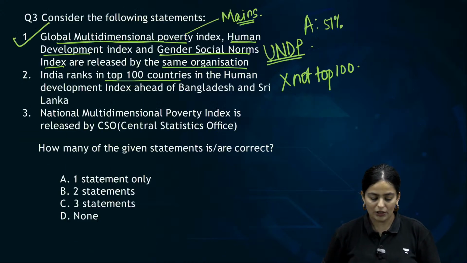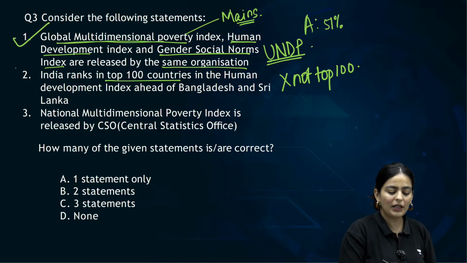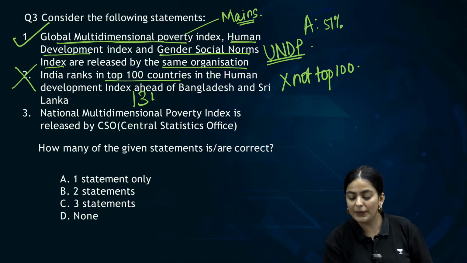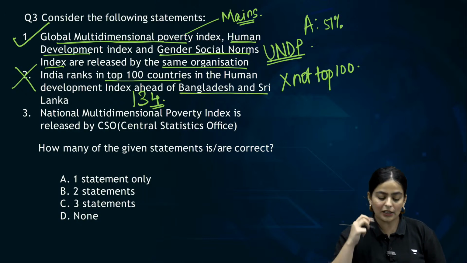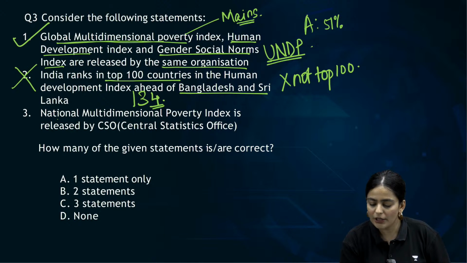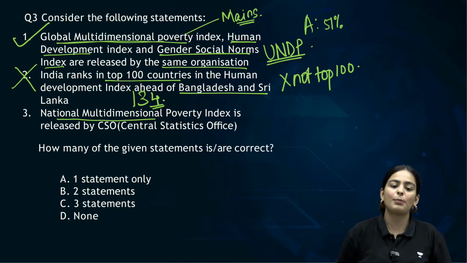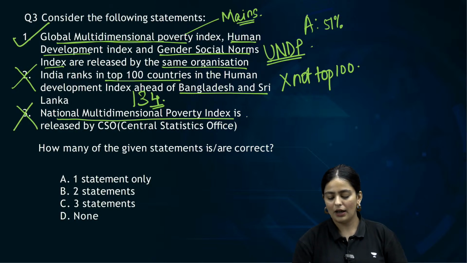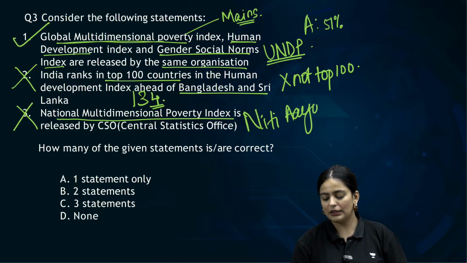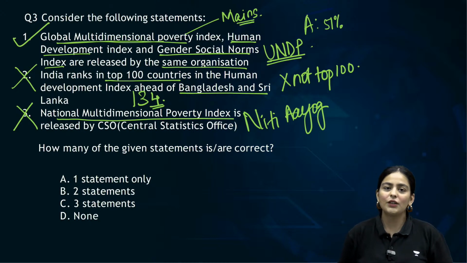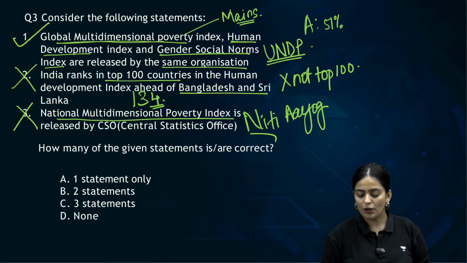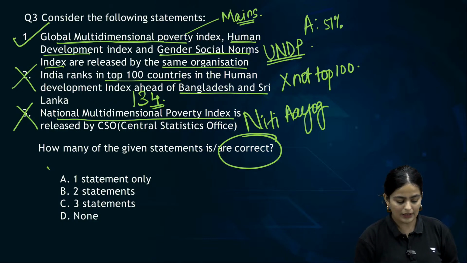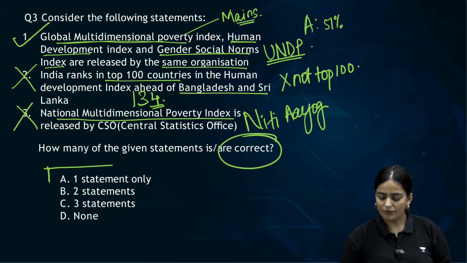So if this is understood, let's see this. So second becomes incorrect. We are ranked 134, not ahead but behind our neighbors. Statement 3, National Multidimensional Poverty Index is released by CSO also becomes incorrect. It is Niti Aayog. So how many of the given statements is or are correct? Only one statement is correct, that is A. Clear? Well done.